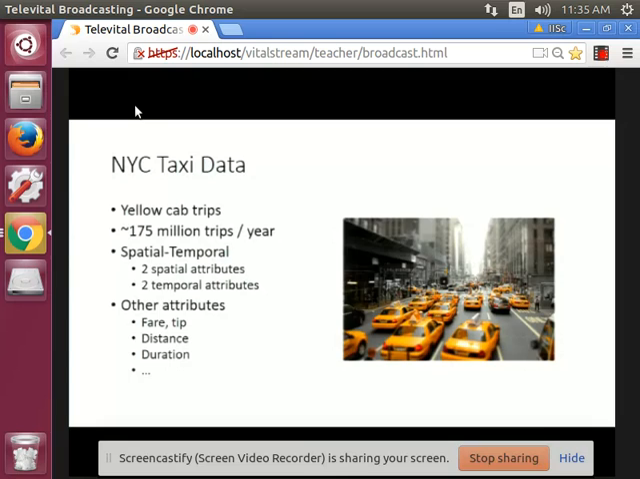So if we took the crime data, then it has just one spatial and one temporal component. So there's the time and the location where the crime occurred. And it also has some metadata, which we are not interested in right now, right?